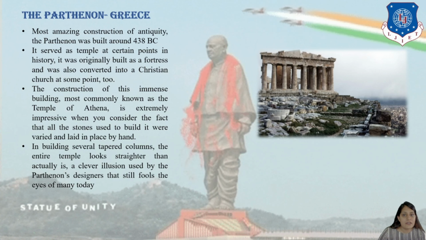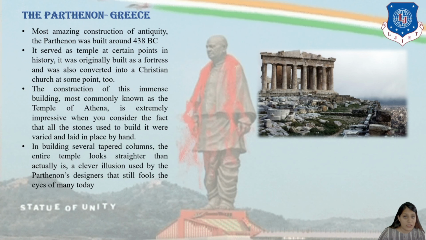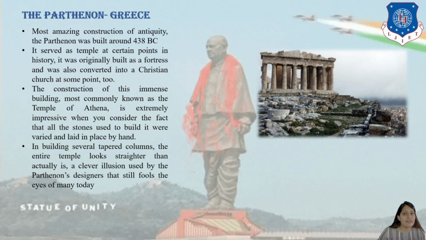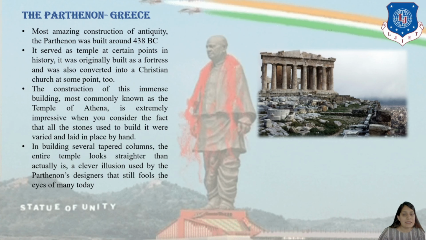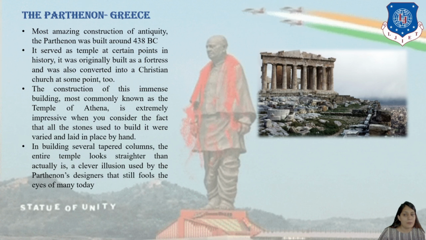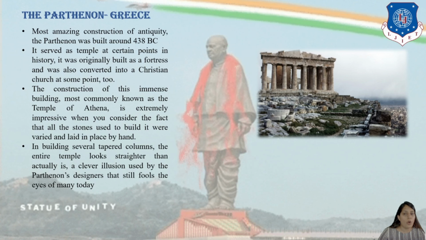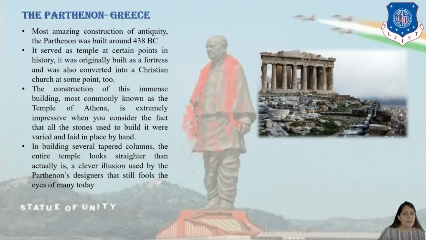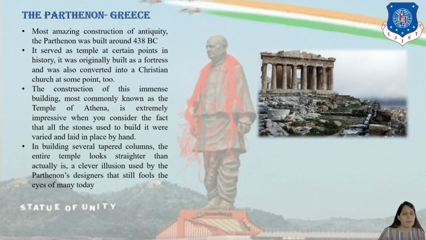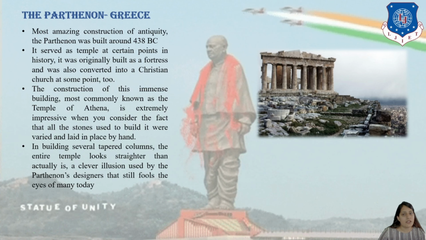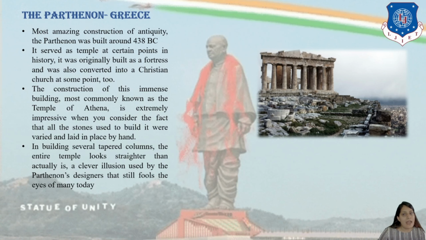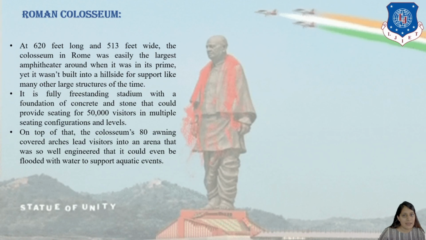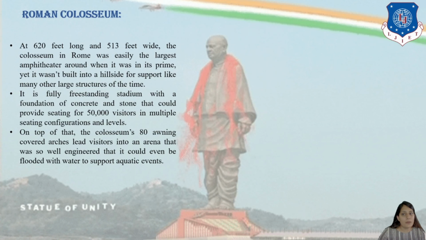We have seen Italy, we have seen the Great Wall of China, and now again we are seeing a European structure, which is in Greece, right? It was basically the construction of the temple of Athens, and the temple of Athens is extremely impressive when you consider the fact that all the stones used to build it were, right? In building, several tapered columns make the entire temple look straighter, right? It is the structure of a temple, if we can see, and which has also been known as a Christian church at some point. Right, now let us discuss the Roman Colosseum.